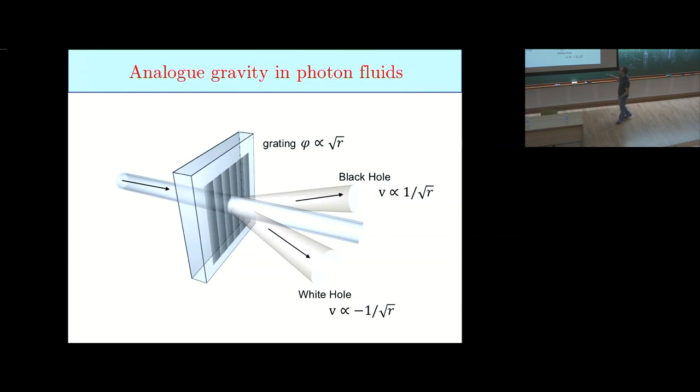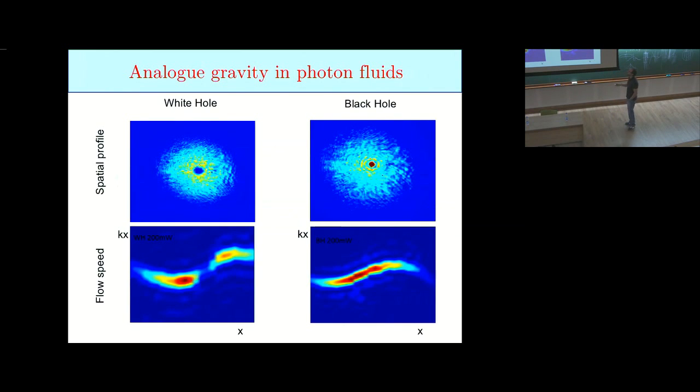And that's if I just use a square root of r phase, okay? So the gradient will give me 1 over square root of r, and then I can also add OAM to this. And these are sort of very first measurements we performed here. Here you can see the spatial profile of a white hole, okay? Everything's getting thrown out, so I have a hole in the middle.